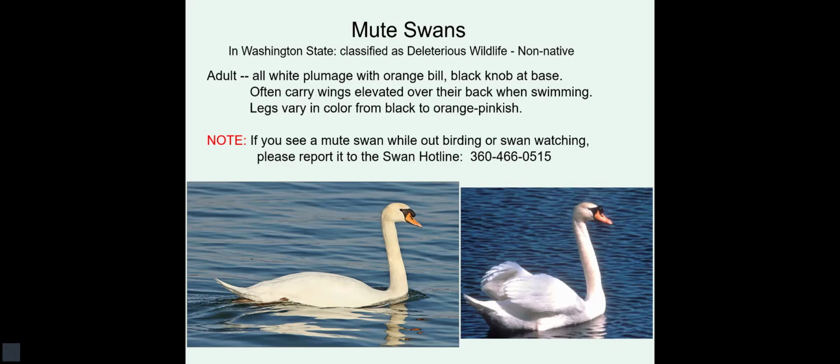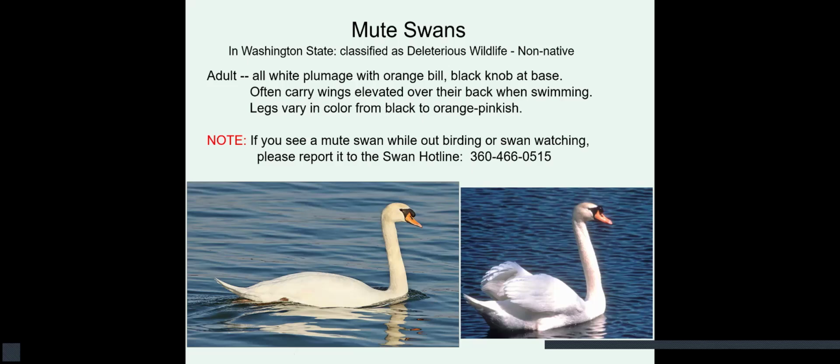The adult is all white with an orange bill with a black knob at the base here. When they're swimming, legs vary in color from black to orangish pink, but the plumage is all white in the adult. And they typically can carry their wings over their back like this one on the right. It's just a classic thing that they do on the water.